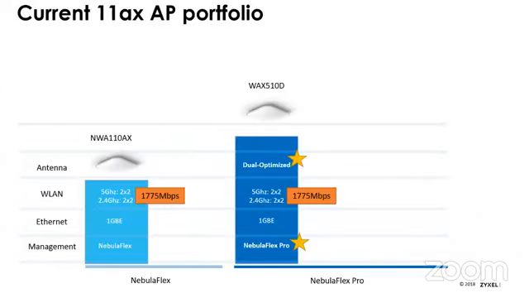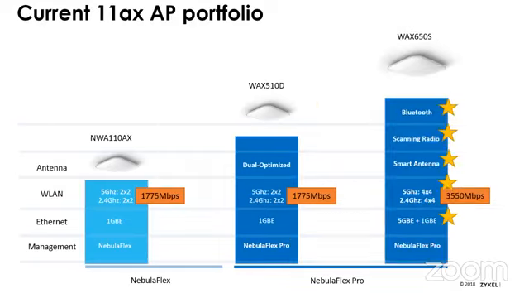So quick summary here. Same speed between the NWA 110AX and the WAX 510D. The benefits of jumping from the 110 up to the WAX is that you're getting the dual optimized antenna, and you're getting Nebula Flex Pro license out of the box and the ability to work with a controller. Then when we add the WAX 650S in there, the benefits are doubling the speed from 2x2 to 4x4, faster uplink, 5 gig uplink port, smart antenna technology, the dedicated scanning radio, and the Bluetooth low energy radio. So it's a big boost in price between the two, but also in performance.